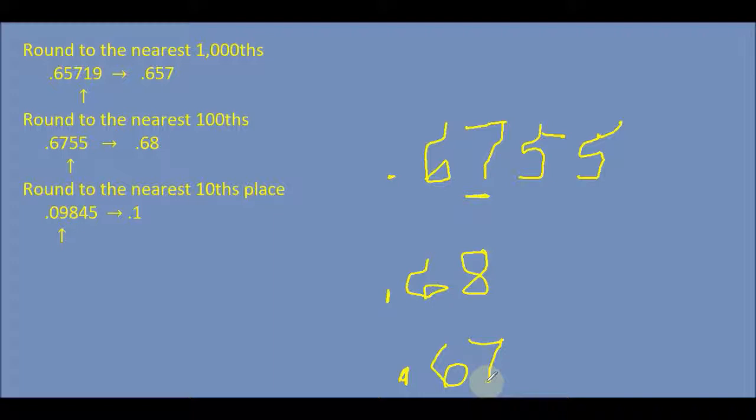We take a look at this number because it's to the right. We see that it's a 5. So we know with a 5, we go up 1. Because if we were to hide that first 6, we'd see a 75 there, and we think, ooh, 75, that's closer to the next one up. It's closer to the 8. So then we make this a 0.68. Does that make sense?